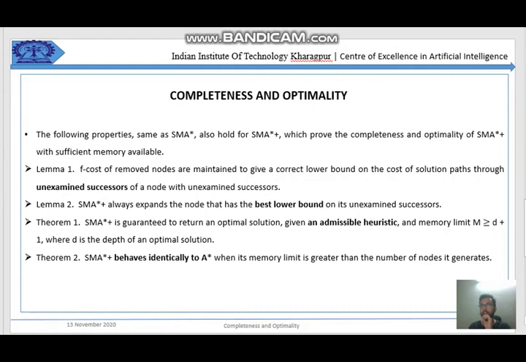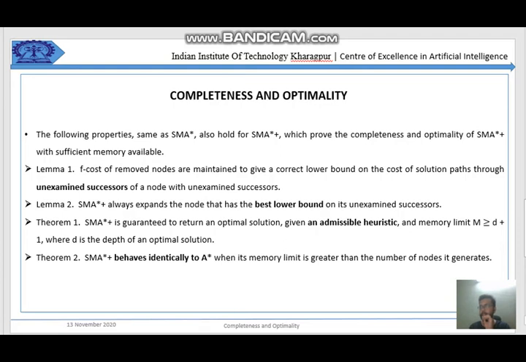We can talk about the complexity, completeness, and optimality. Here we can see that two lemmas and two theorems are stated, which concern SMS star and SMS star plus, and prove the completeness and the optimality for SMS star plus when sufficient memory is available. Lemma one tells us that the f cost of removed nodes is maintained to give a correct lower bound on the cost of a solution path through unexamined successors of a node with unexamined successors.